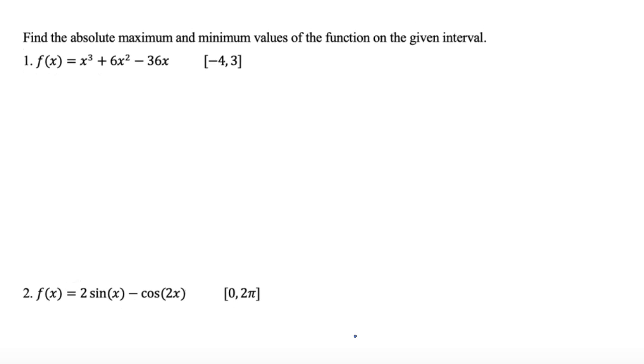So in question 1, let's find the absolute maximum and minimum values of the function on the given interval. So we've got f of x equals x cubed plus 6x squared minus 36x. So step 1, we want to find all critical numbers.